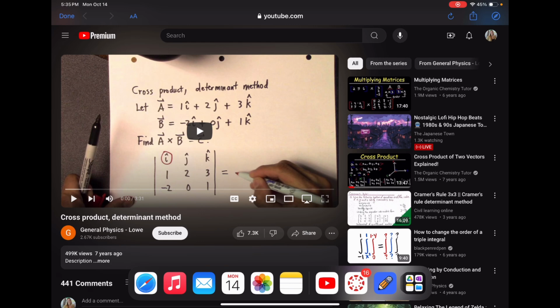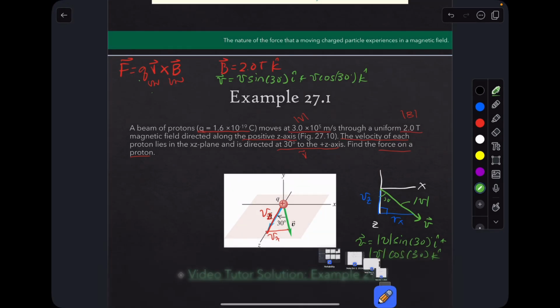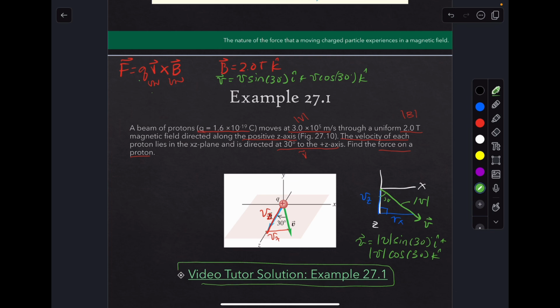We can also do it algebraically, so let's look at that. We'll do it the way that it's done in this link right here, which is another solution to this example. So when we compute QV cross B, let's write it all out algebraically. F is going to be QV cross B. Q is 1.6.